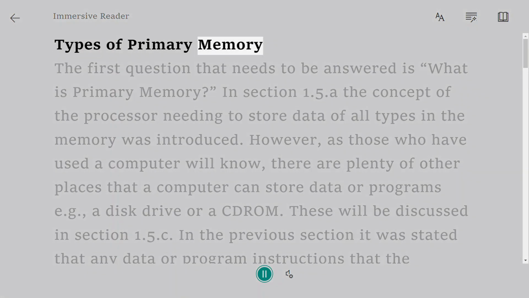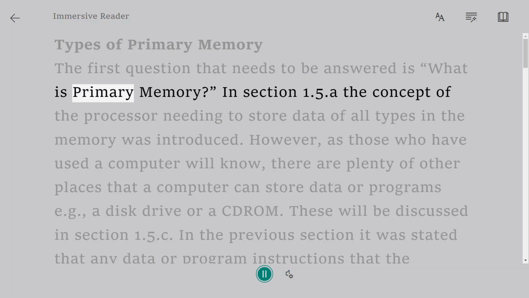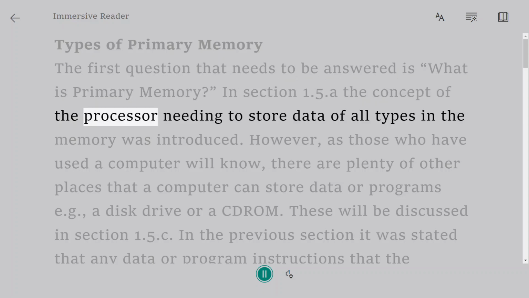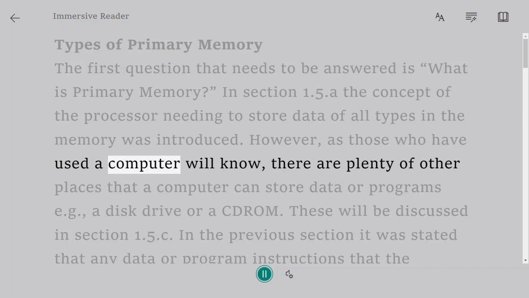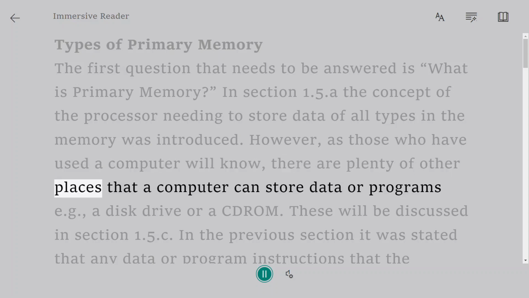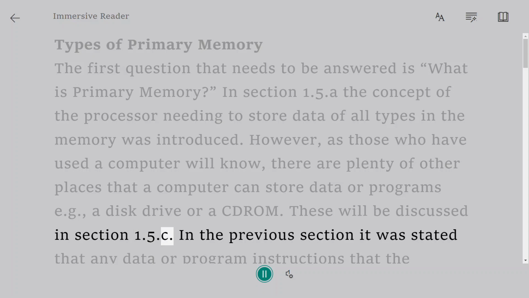Types of primary memory. The first question that needs to be answered is, what is primary memory? In section 1.5, the concept of the processor needing to store data of all types in the memory was introduced. However, as those who have used a computer will know, there are plenty of other places that a computer can store data or programs, for example, a disk drive or a CD-ROM.